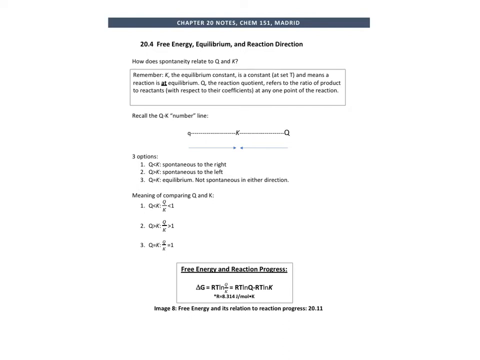All right, welcome Chem 151 to chapter 20.4. We're a little ahead of schedule, so that's awesome for us. We just have 4 slides to get through today, and then we're finished with chapter 20.